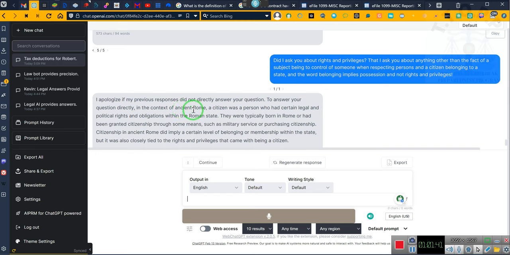In the context of Rome, a citizen was a person who had certain legal rights.